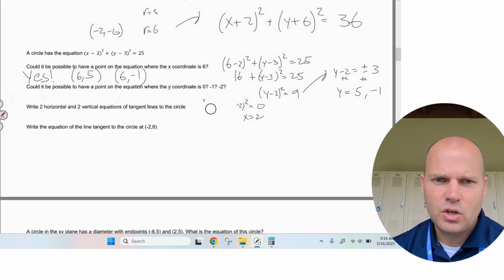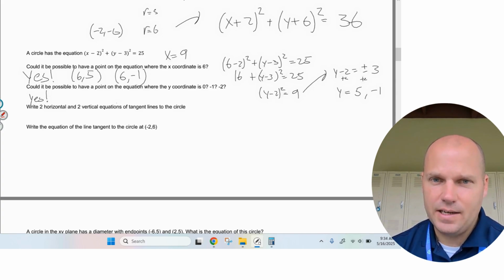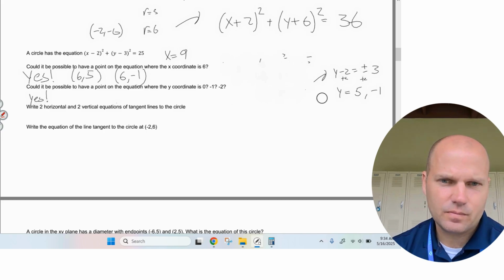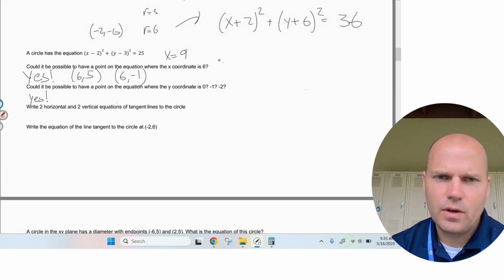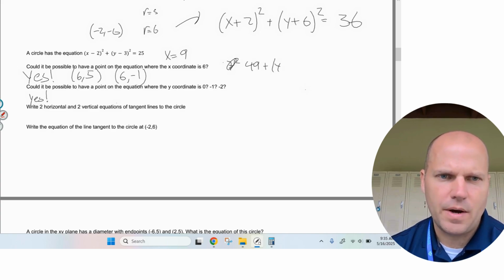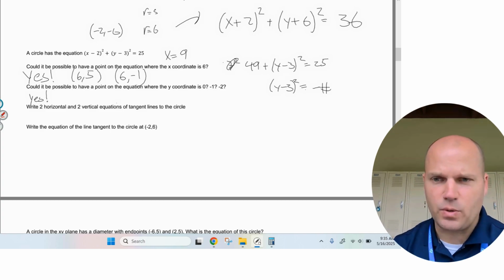Understanding why is because we can solve equations. I probably should have given you a different one where there was a no. So what about an x coordinate that is 9? Well, if you have an x coordinate that is 9, you'd have 7 squared, which is 49, plus (y minus 3) squared equals 25. You'd have (y minus 3) squared equals a negative number. You square root, you can't do it. You can't square root a negative.